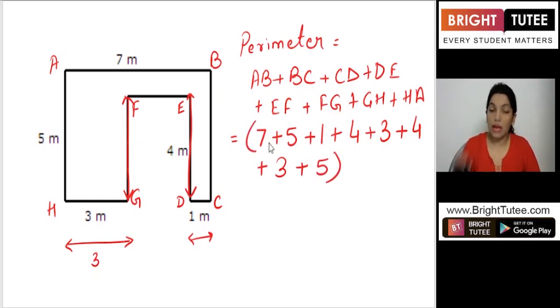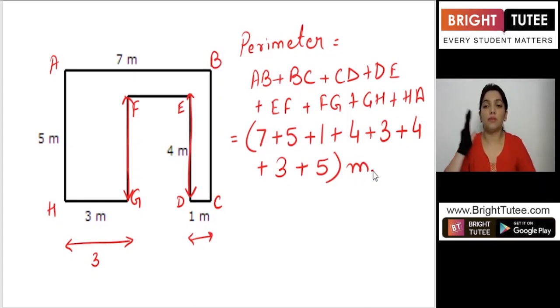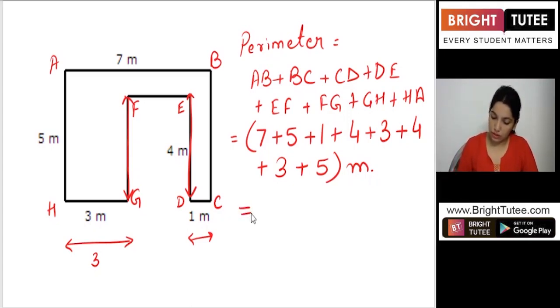So I'm putting everything in brackets and I'm writing meters again. Either you write 7 meters plus 5 meters plus 1 meter plus 4 meters, writing meters with each and every number, or you can just put all the numbers in a bracket and put meters at once outside the bracket. Okay. Now what is the answer to this? We need to add all these numbers.